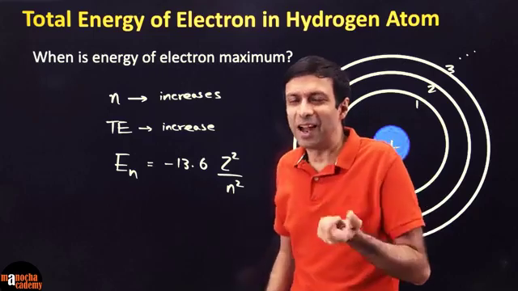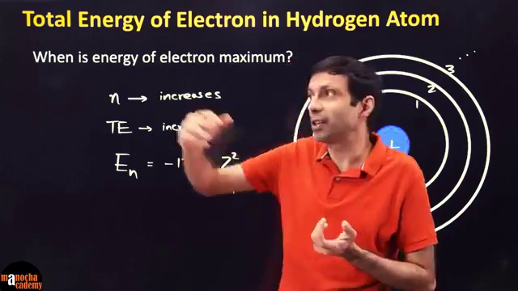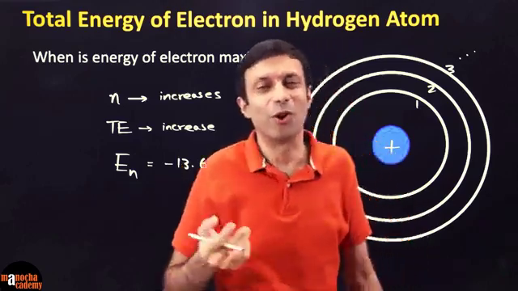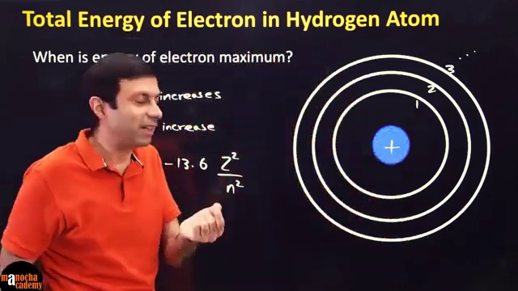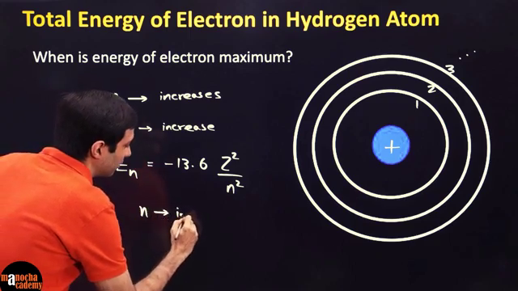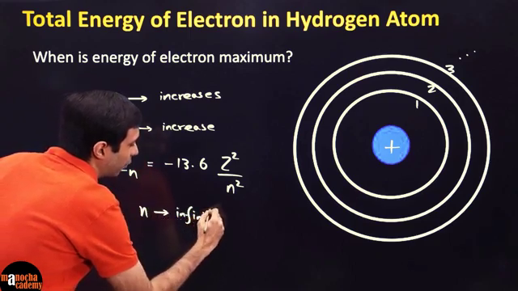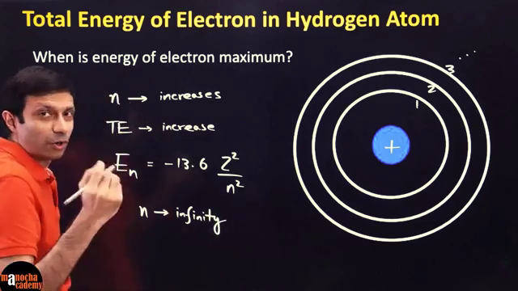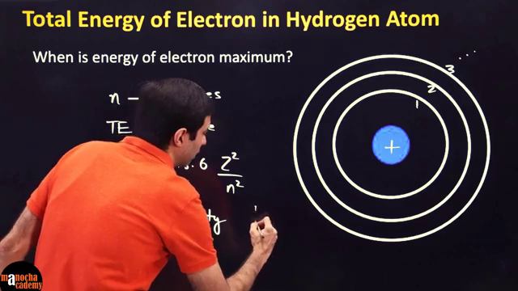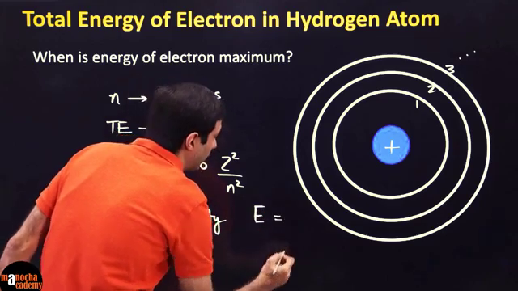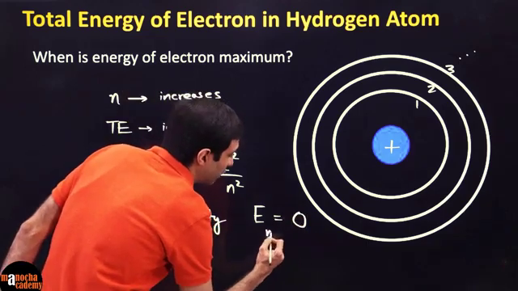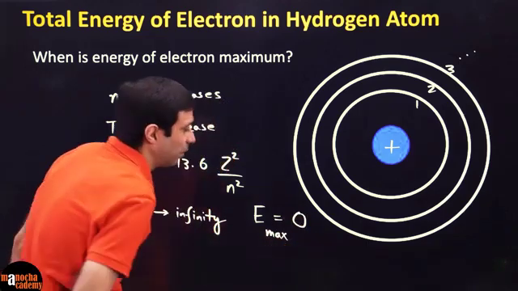Of course, the atom is a very tiny particle. So very far doesn't mean 1 kilometer. It may be a few centimeters for the atom, because the atom is very, very tiny. So basically we can say that when n is infinity, that means you're very far away from the nucleus for the electron. When n is infinity, the total energy of the electron will become what? If you divide by infinity, total energy of the electron is 0, which we can say is the maximum energy.